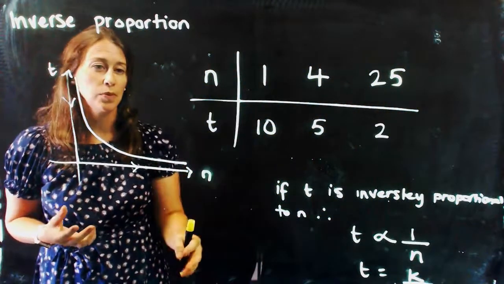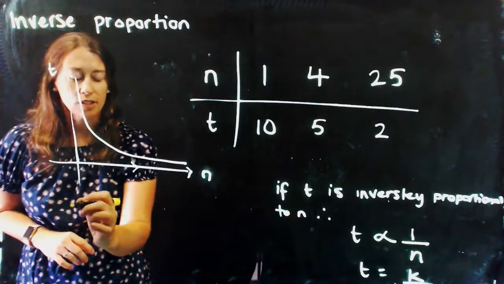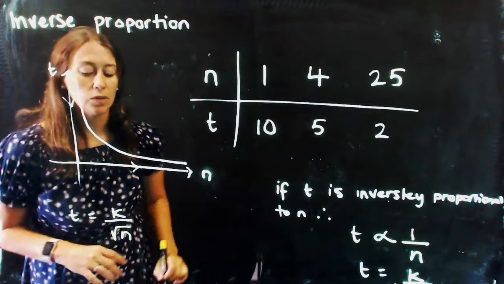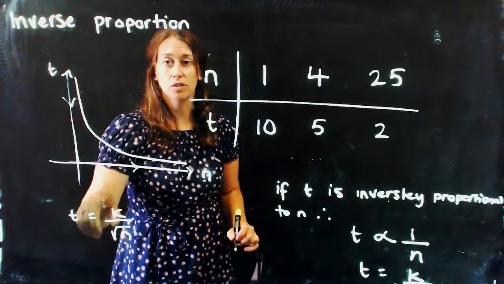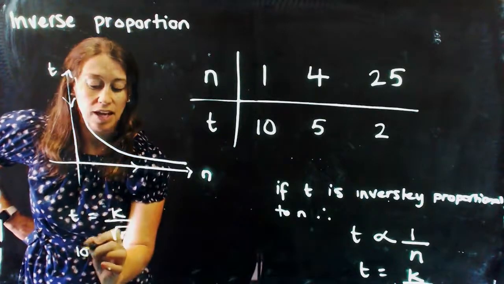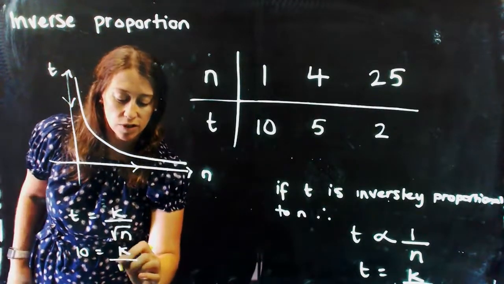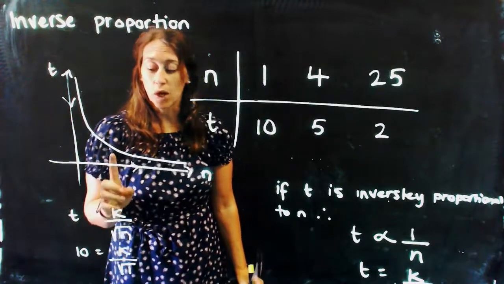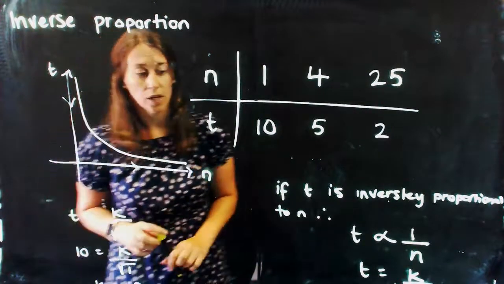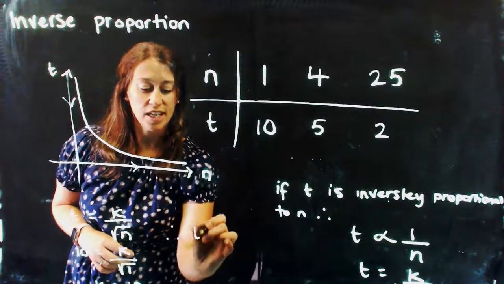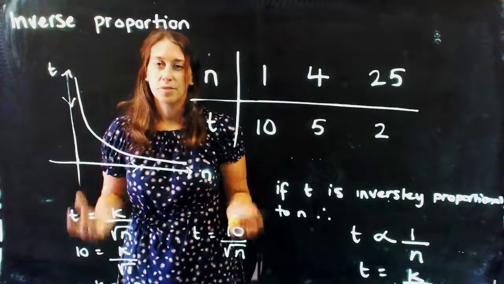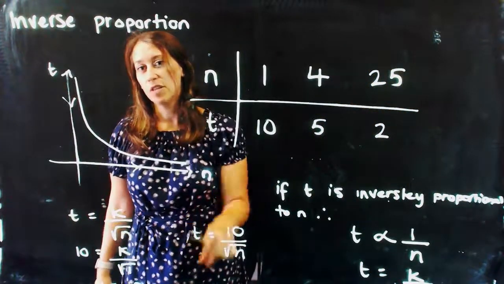Alright, so let's apply it to this problem here. Now, the information I can give you is that t is inversely proportional to the square root of n. What we're going to do is use some of these values to find out what that constant k is. So let's just use the first variable we've got. So when t is 10, n is 1. So we've got 10 equals k over the square root of 1. Square root of 1 is 1, so we've got 10 equals k. So our constant is equal to 10. We can now therefore say that t is equal to 10 over the square root of n. And that's pretty much all you need to know about inverse proportion relationships.